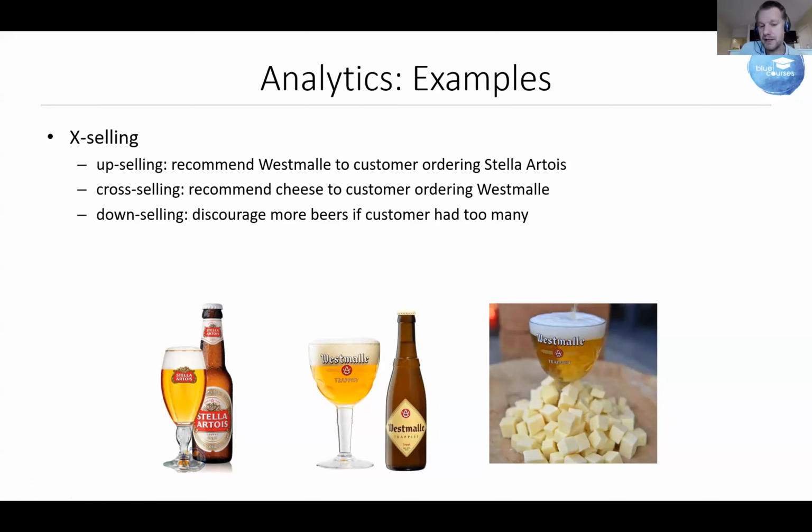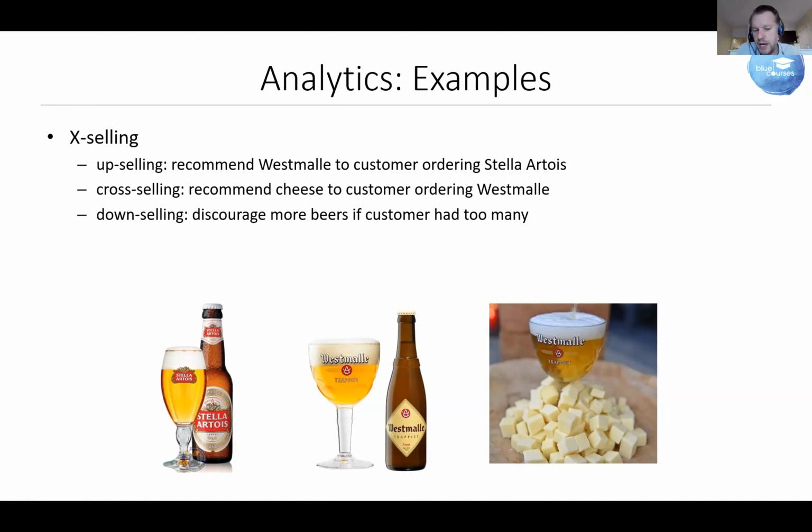This is a simplified example, but actually you can understand or model customer behavior using analytics and understand what types of more expensive and more profit generating products I can sell to my customers. So instead of Stella Artois recommending a Westmalle, it's a kind of upselling. Cross-selling means that you noted that two products are often purchased together. And you know that if a customer buys one product, maybe he or she is also interested in another product.